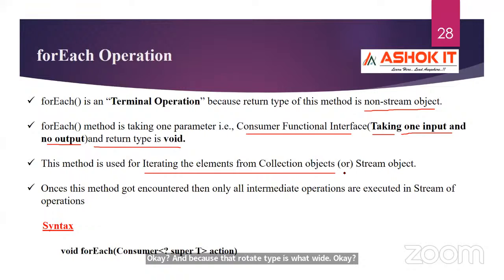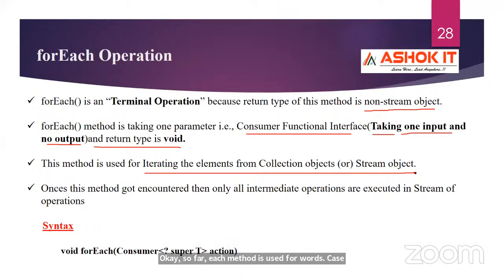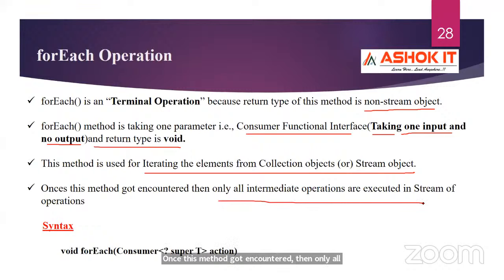And this forEach method is used for iterating the elements from a collection object or stream object. Once this method is encountered, then only all the intermediate operations will be executed in the stream of operations that we already discussed. Understood, everyone?